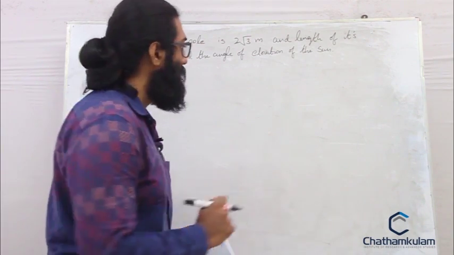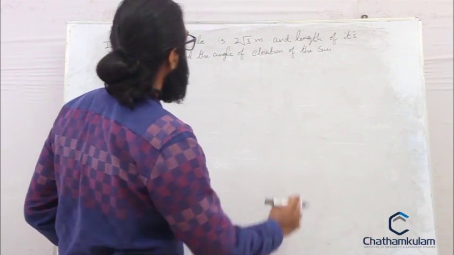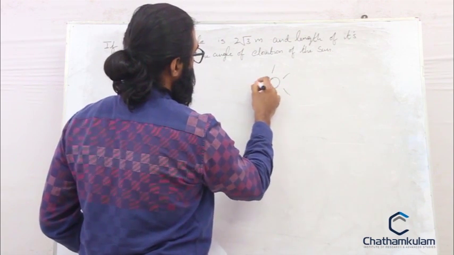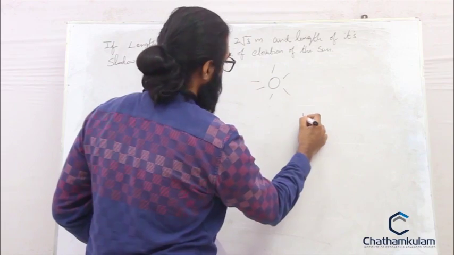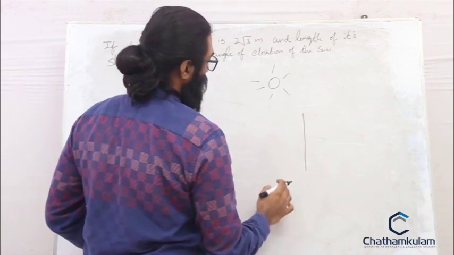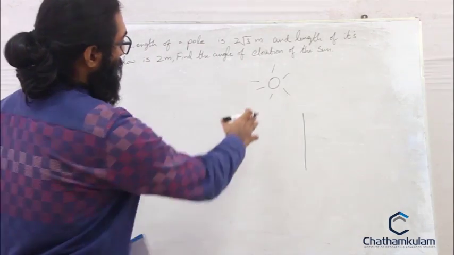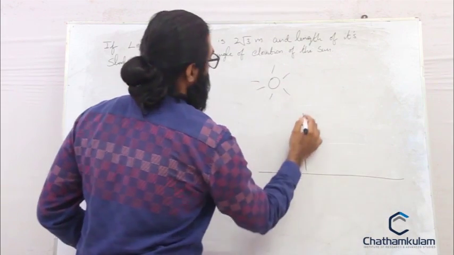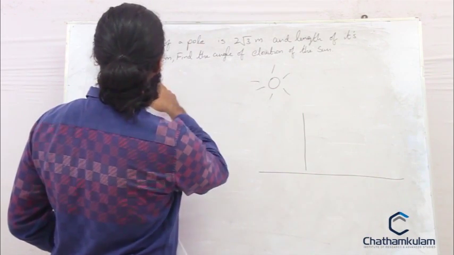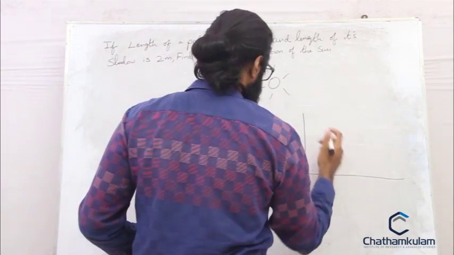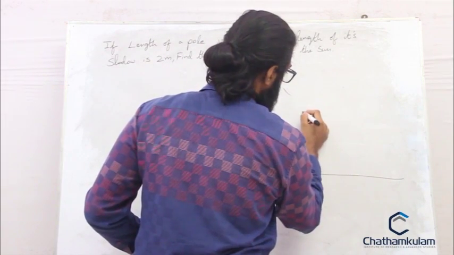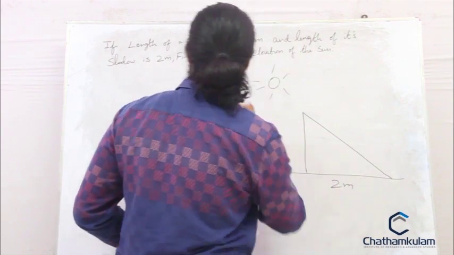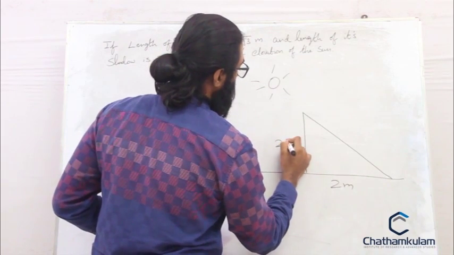So we will draw the diagram here. So say this is the sun and this is the pole, right? So this is the pole, and if the sun is here, it casts a shadow on the ground, right? So it casts a shadow that is 2 meter, right? This is the shadow. So it casts a shadow of 2 meter. The length of the pole is 2√3 meter.